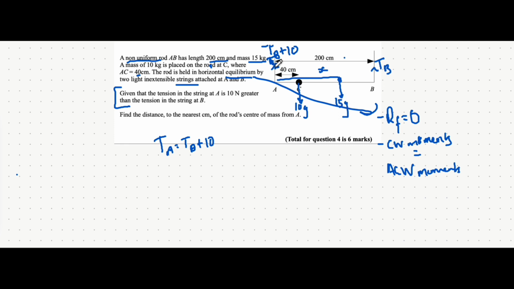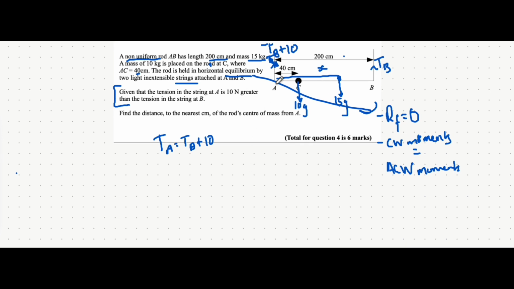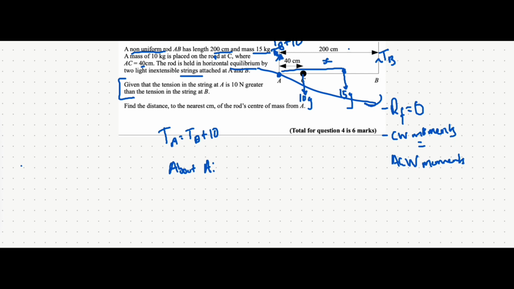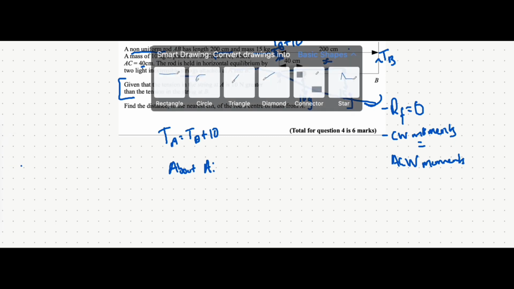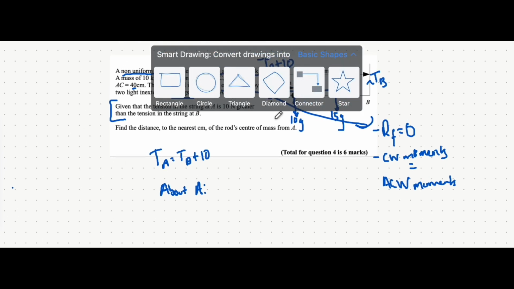And how we're going to do this is we're going to take clockwise and anti-clockwise moments. Let's take it about position A. About A just means I'm picking A as the pivot. No specific reason, just because we're given this distance, we're trying to find x, and we also know this whole distance here. I think it's the easiest way. Once you've picked that, let's first distinguish between clockwise and anti-clockwise moments.